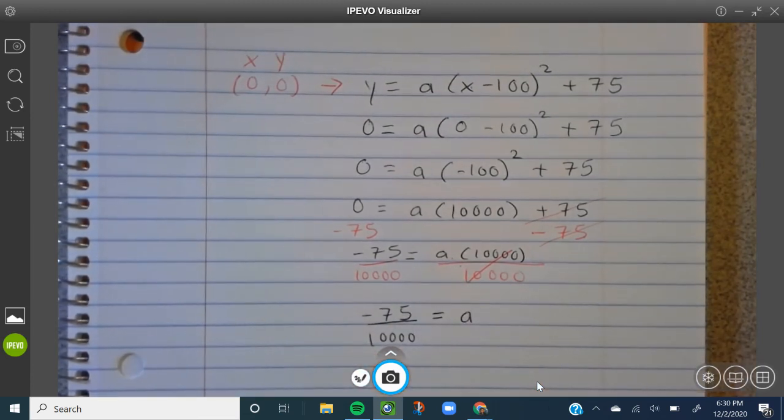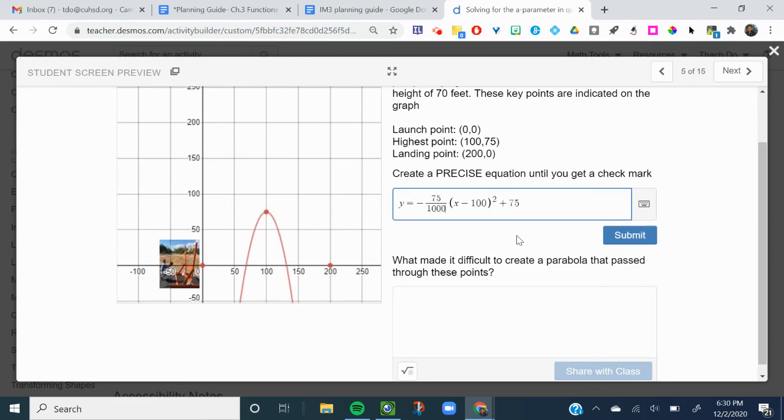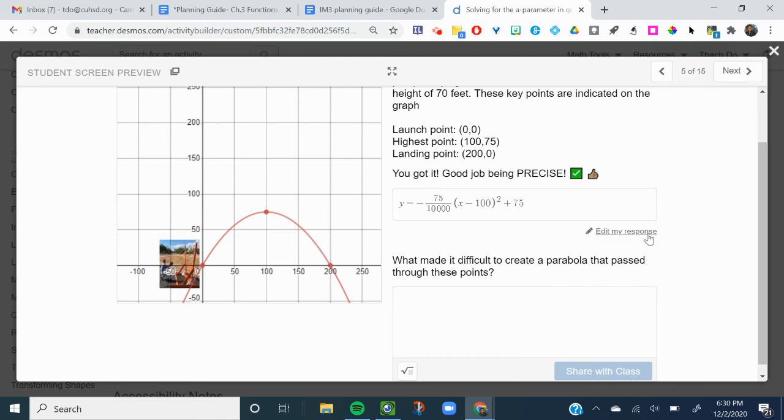You probably would have never guessed that, right? So that's why we have these calculations. So I'm going to go back and replace my A value and check. So negative 75 over 10,000. And you can just leave this as a fraction. That's fine. But look at how it perfectly goes through those 3 points that I have. That's how I know that I got it correct. Or you can just click submit and the code would tell you if you got it right or not.